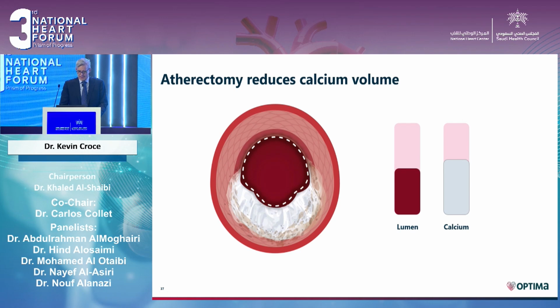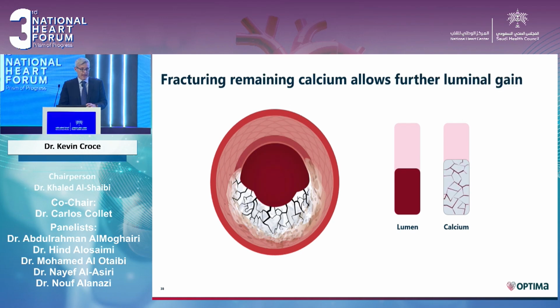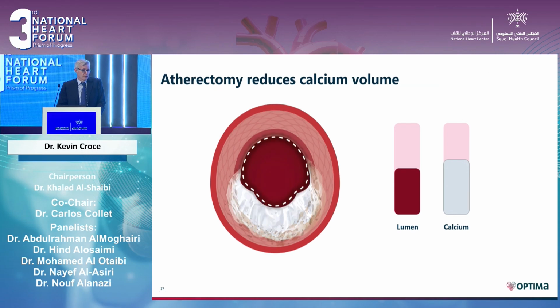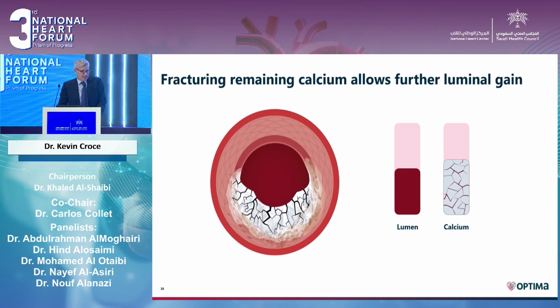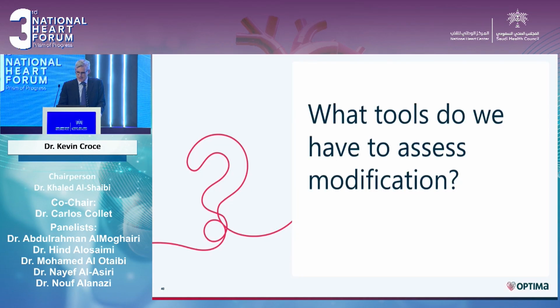Additional to that, we're then able to think about applying other technologies such as shockwave, which fracture the calcium and allow us to get further luminal gain. The mechanism of action shown here, first to reduce volume and then to change the compliance with shockwave, really forms the basis of a lot of the hybrid strategies we have, such as rotational atherectomy followed by IVL. We're hoping to restore the luminal geometry and change the compliance in a way which allows our stents to expand completely. And so what tools do we have to assess modification?